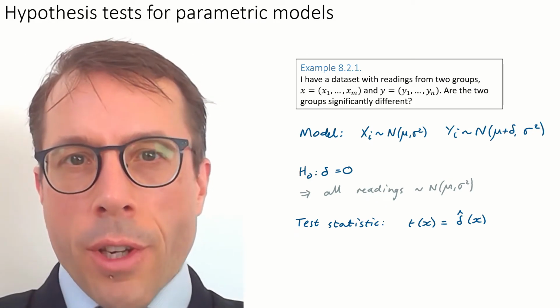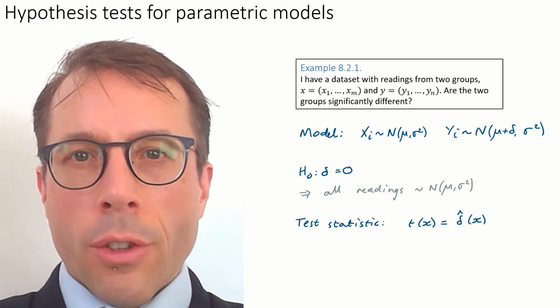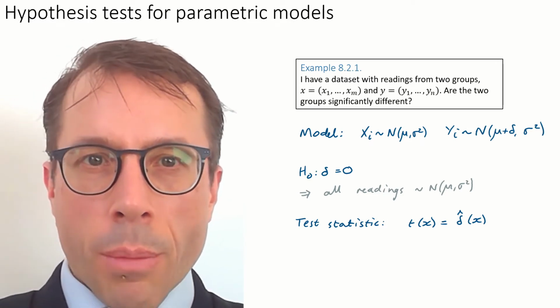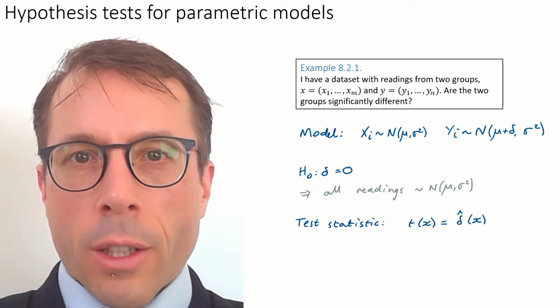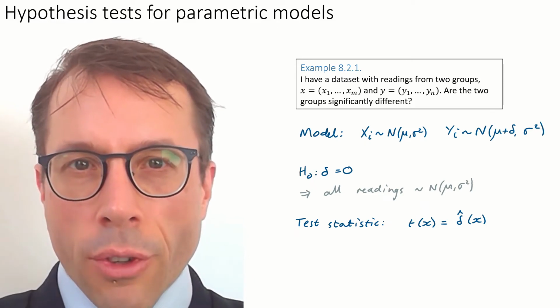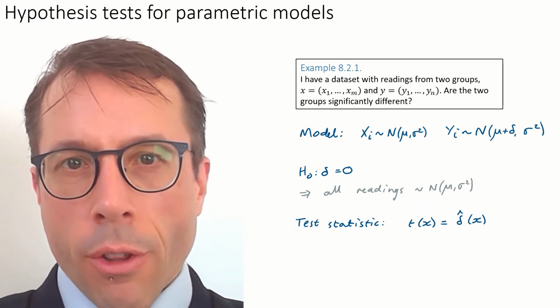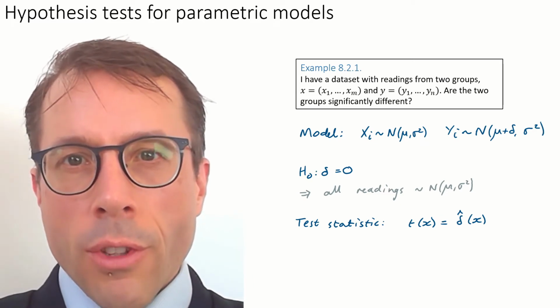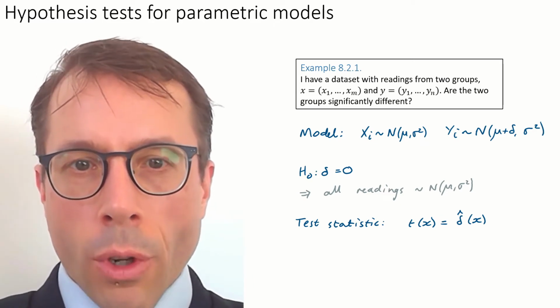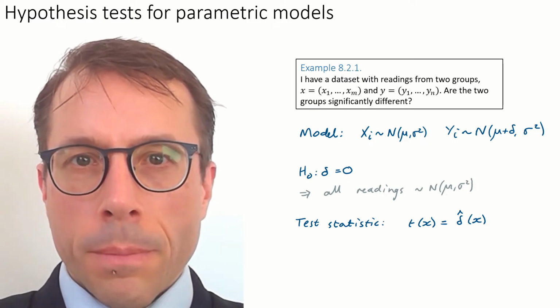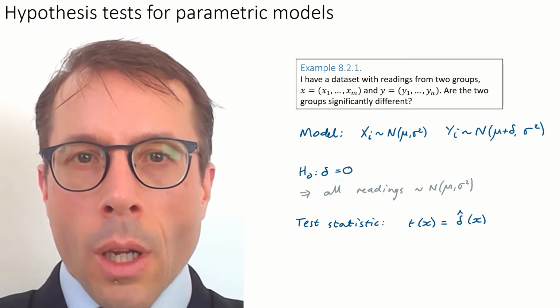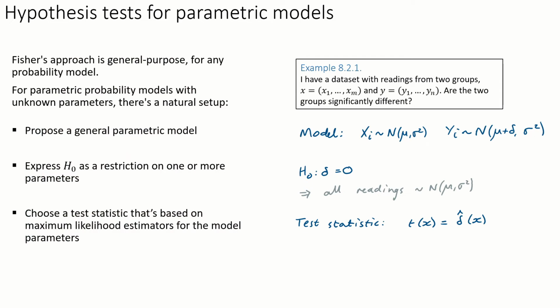The general idea of the test statistic is that it should somehow relate to the null hypothesis. If the null hypothesis is true, we'd expect to get delta hat close to 0. If the null hypothesis is false, we'd expect to get delta hat further away from 0. So we can use the test statistic to weigh up whether or not the null hypothesis might be true. Okay, this was just some general purpose advice about how to get started with hypothesis testing for probability models with unknown parameters, which is what we're usually interested in. Now, let's actually go ahead and do it.